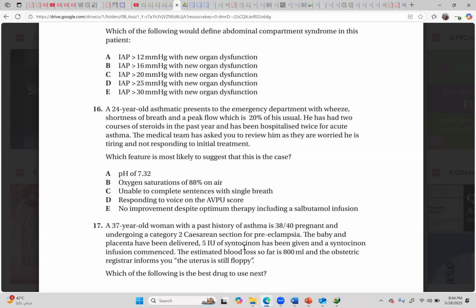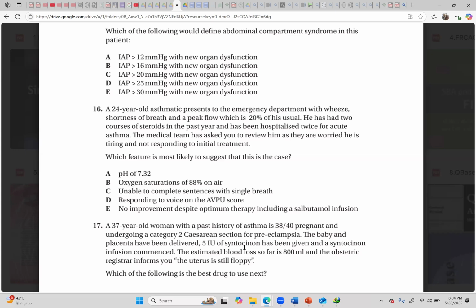He has had 2 courses of steroids in the past year and has been hospitalized twice for acute asthma. So this patient is having a sort of critical problem. The medical team has asked you to review him, as they are worried he is tiring and not responding to initial treatment. Yes, one thing, another point with reference to ABG. If you do an ABG in a patient of asthma in attack, usually it may be normal, or CO2 will be sort of washing out, and there may be some hypoxia. But if you see that there is normalization of CO2 or increasing, it's a sign of impending failure. Okay, so keep this thing in your mind.